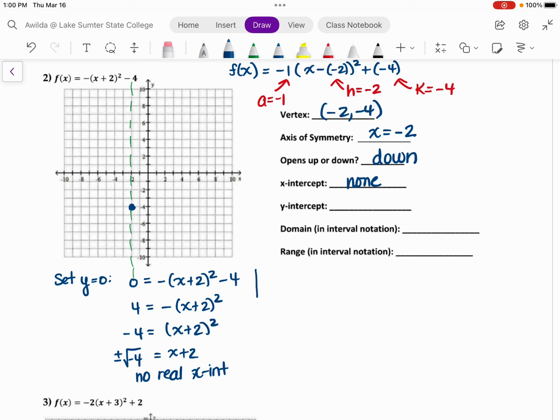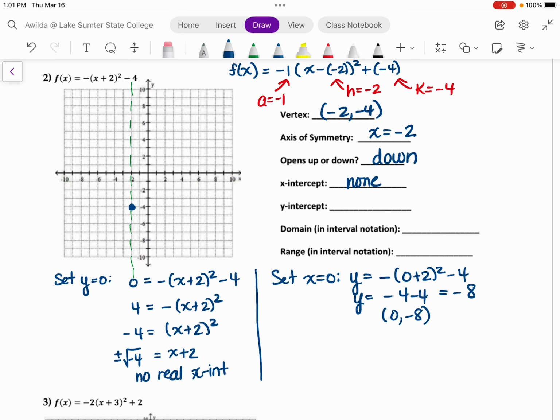Next, let's look at the y-intercept. This time we're going to set x equal to 0 and solve for y. So we have y equals the opposite of (0 plus 2) quantity squared minus 4. So y will equal the opposite of 4 minus 4, or -8. That means that (0, -8) will be our y-intercept. Let's go ahead and add that to the graph. And then using symmetry, remember this green vertical dashed line is our mirror. We can say that we'll have a reflection right there where I just added the point.